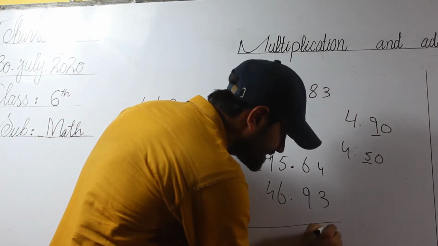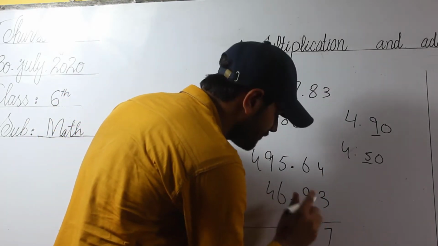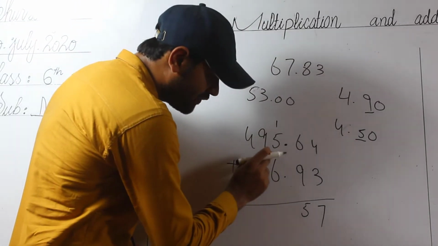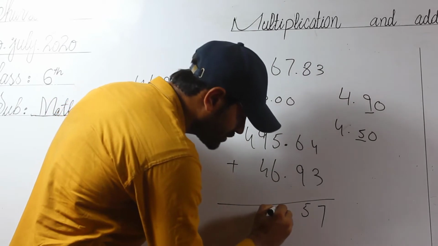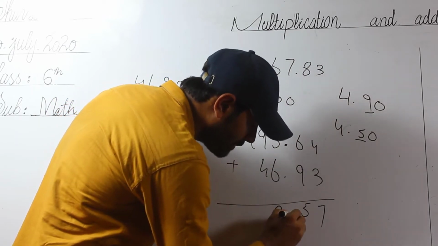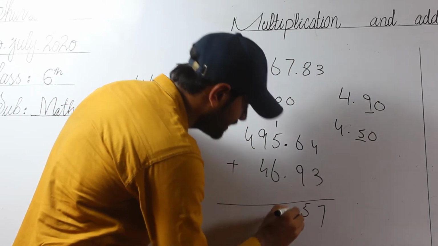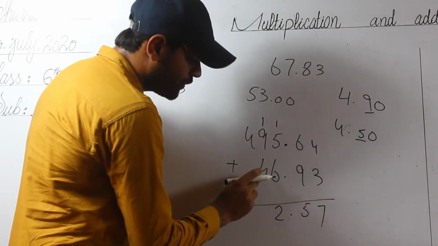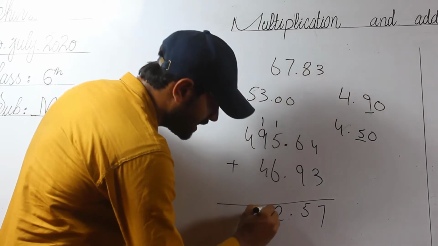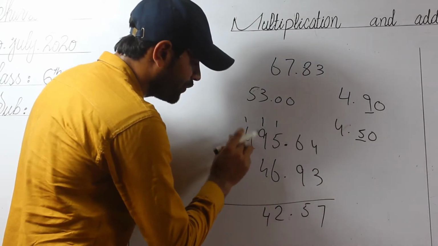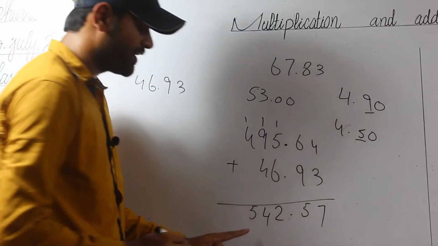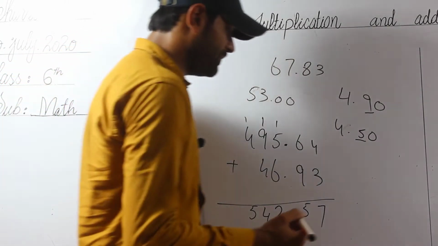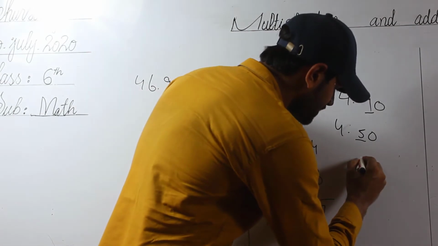4 plus 3, 7. 6 plus 9, 15, carry 1. So I write here 6 plus 5, 11, 11 plus 1, and also write the point under the point. So 12, again carry 1. 9 plus 4, 13, 13 plus 1, 14, again carry 1. 4 plus 1, 5, so 542.57.